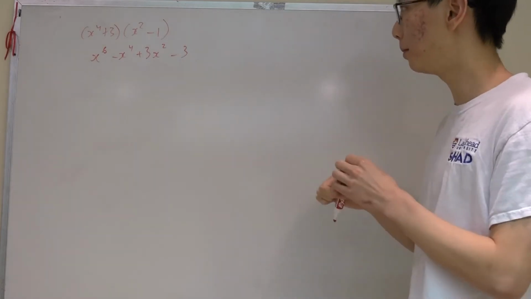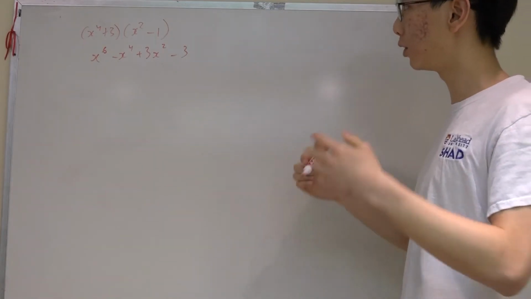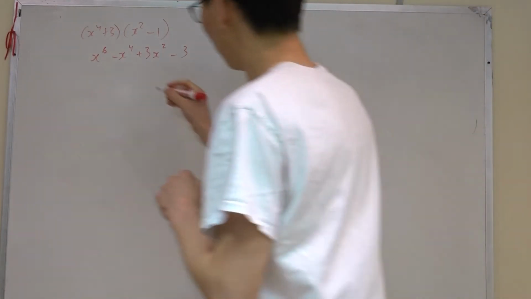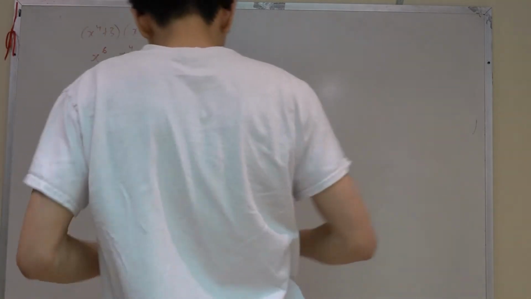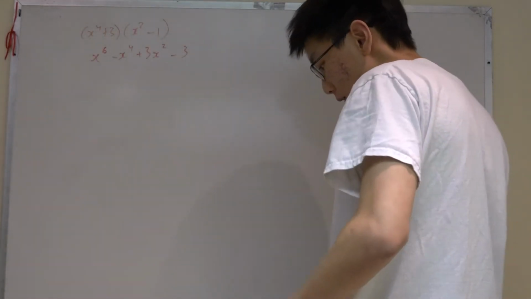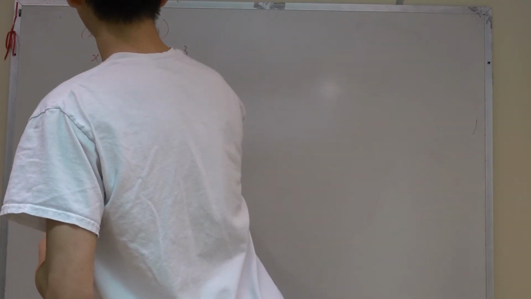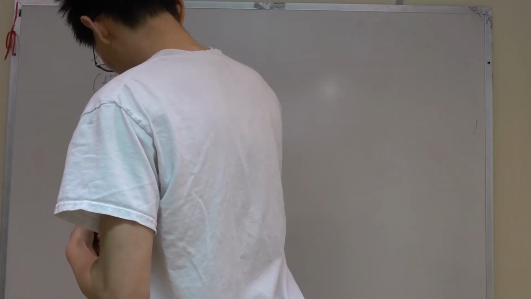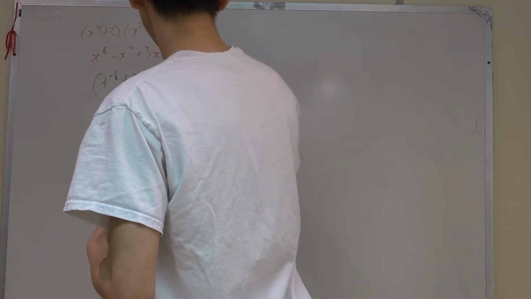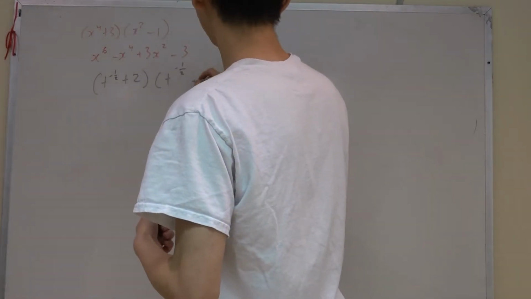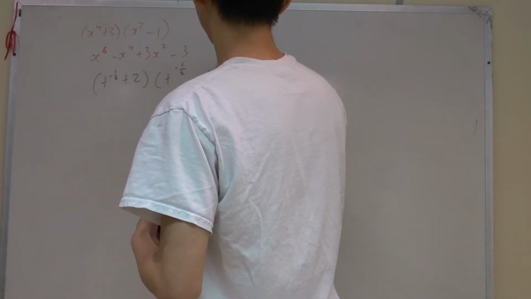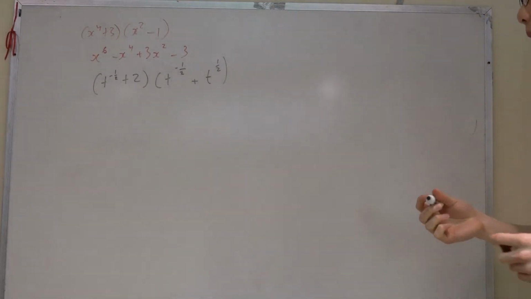But this next one, I've designed to try and trick you. Let me switch to a different color. This one is going to be t to the negative 1/2 plus 2 times t to the negative 1/2 plus t to the 1/2. And wow, that looks absolutely horrible.